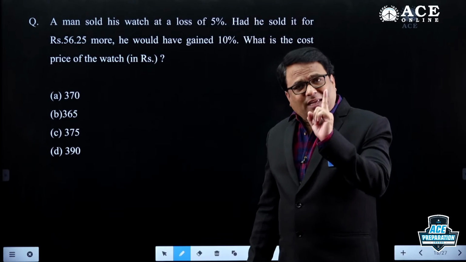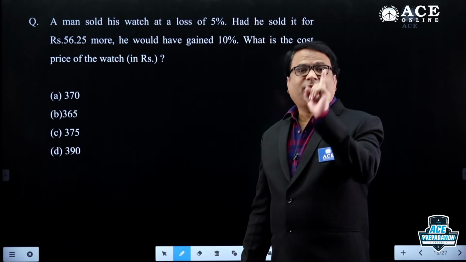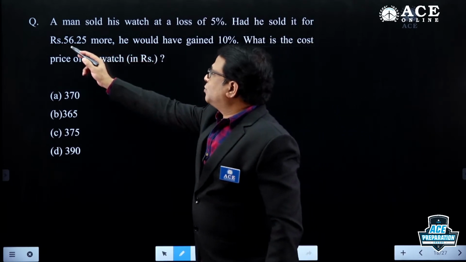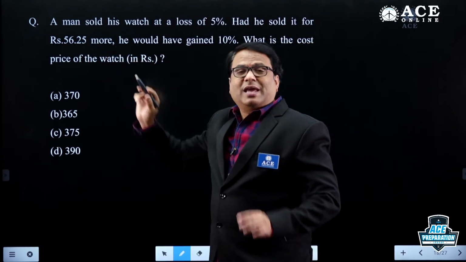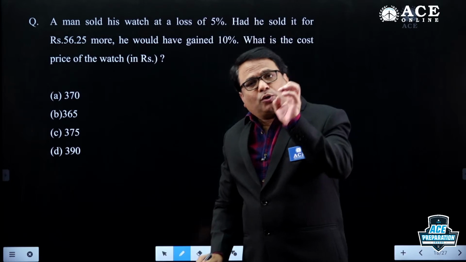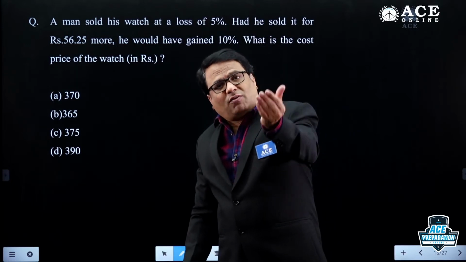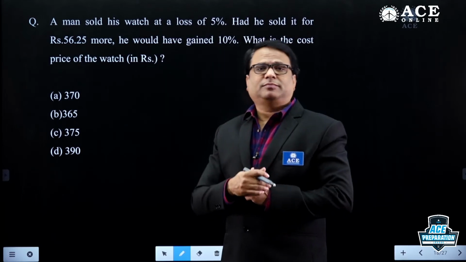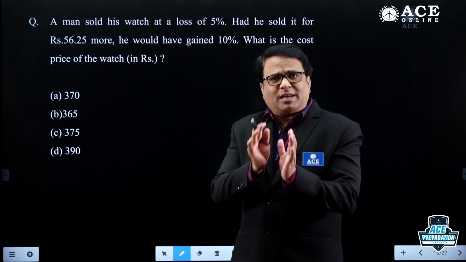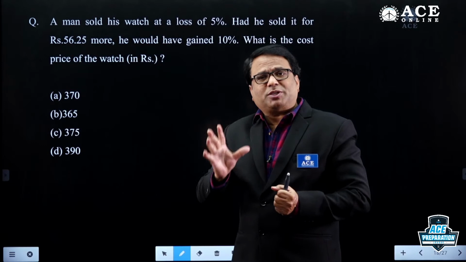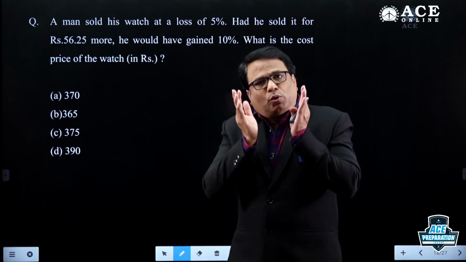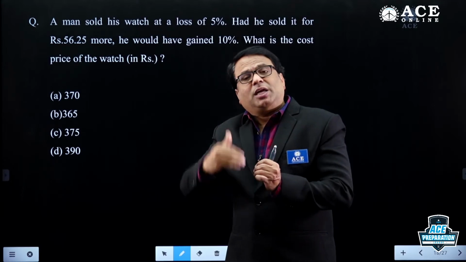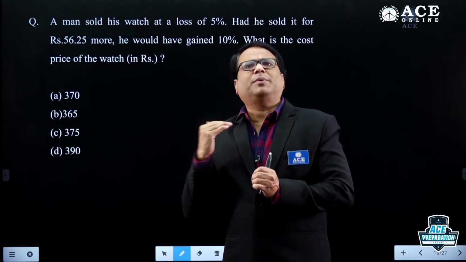Suppose he increases the selling price by rupees 56.25, then what happens? Not only is the 5% loss covered, in addition, he will make a profit of 10%. So if he increases the selling price by 56 rupees 25 paise, not only is the 5% loss recovered, in addition, he will also make a profit of 10%.